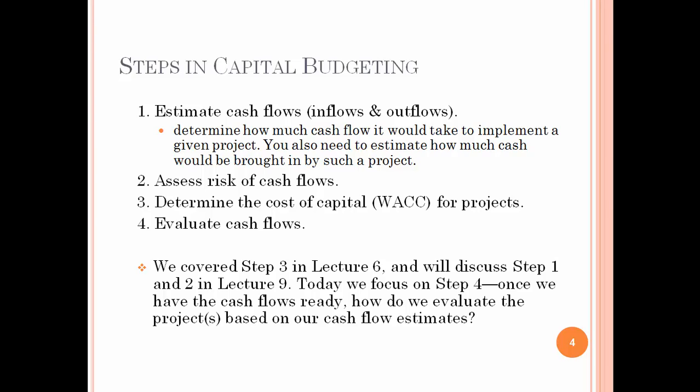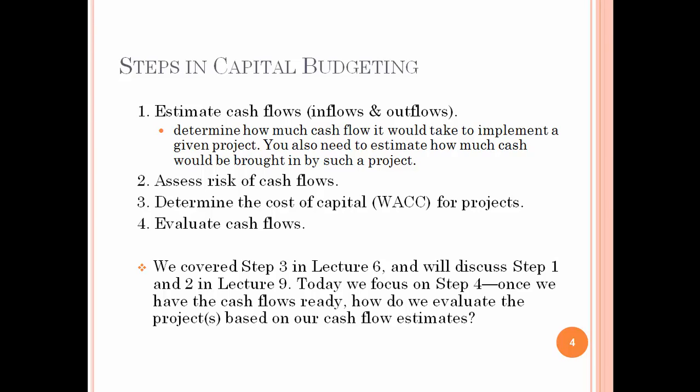Usually the steps in capital budgeting include: first, estimate the cash flows, including the inflows and outflows. So this is to determine how much cash it would take to implement a given project. You also need to estimate how much cash would be brought in by such a project. And the second step is to assess the risk of the cash flows. And then we determine the cost of capital, or say the WACC, for the project. And the last step is to evaluate the cash flows.